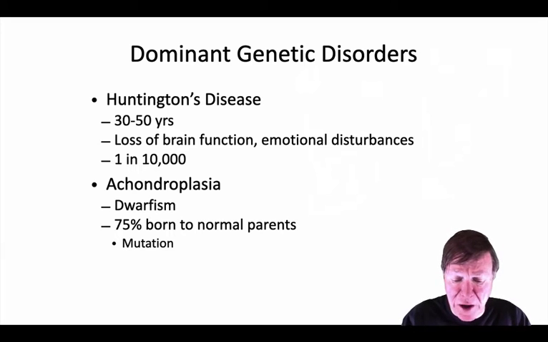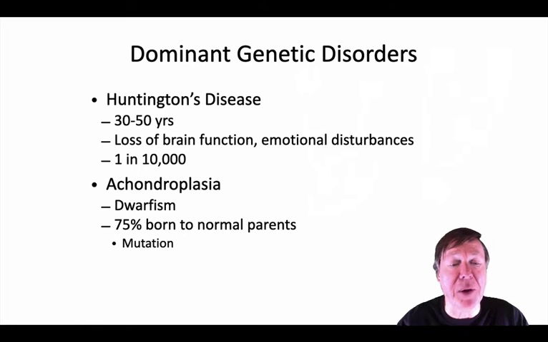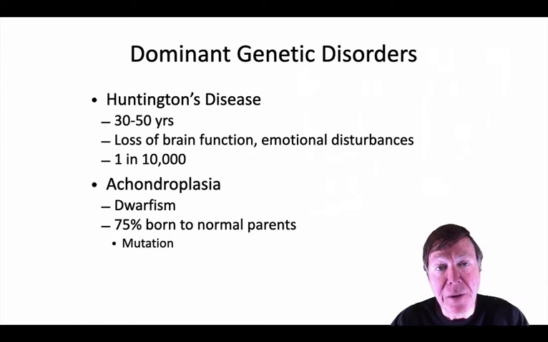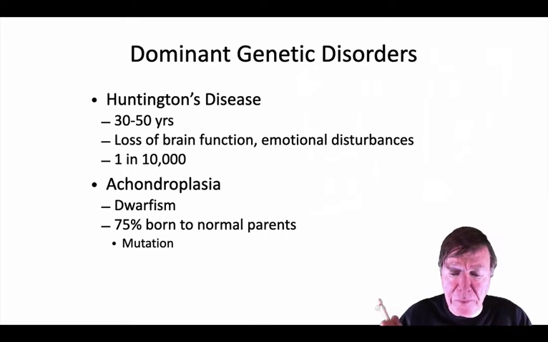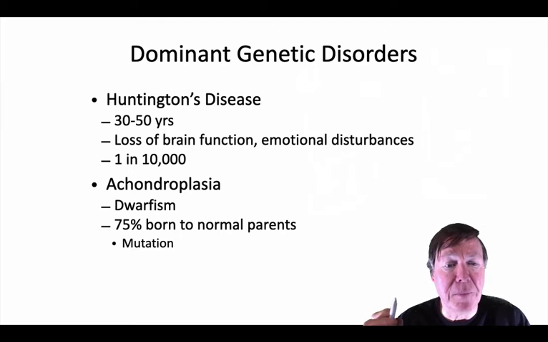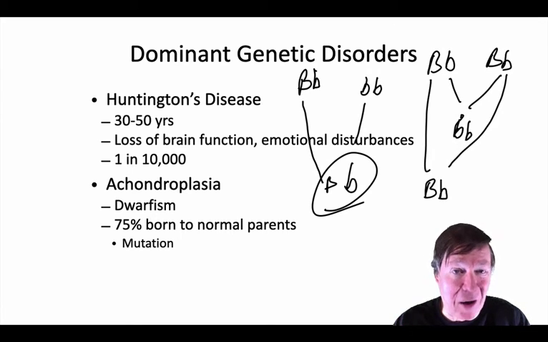And I think you're going to find this one kind of interesting. Achondroplasia is dwarfism. All right. The thing is that 75% of the people that have achondroplasia have it from normal parents.